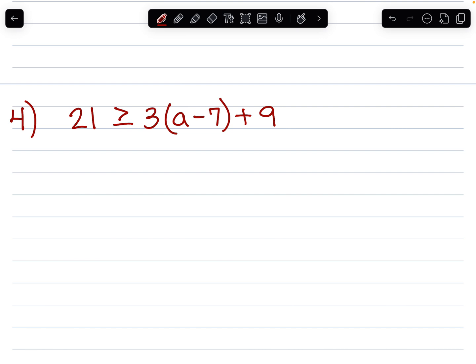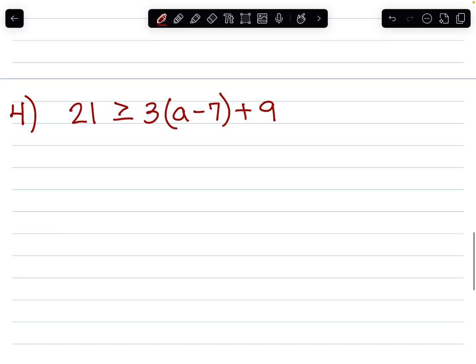Good, because what property is that showing that gets rid of our parentheses? Distribute. Yes, so we are going to distribute first. We distribute that 3. So we get 21 is greater than or equal to 3a minus 21 plus 9. Okay?